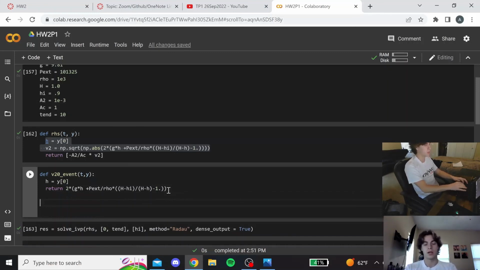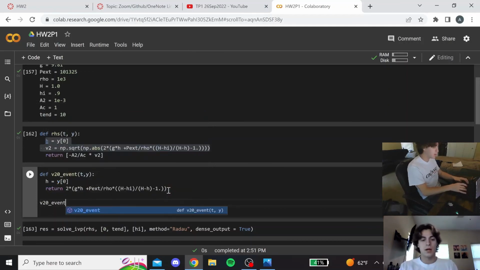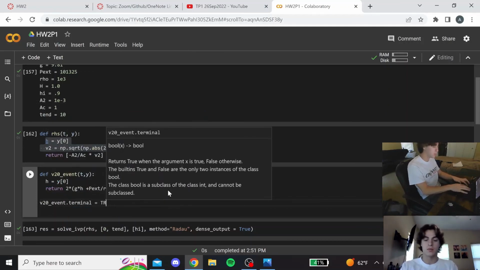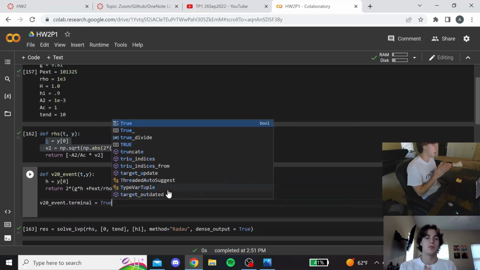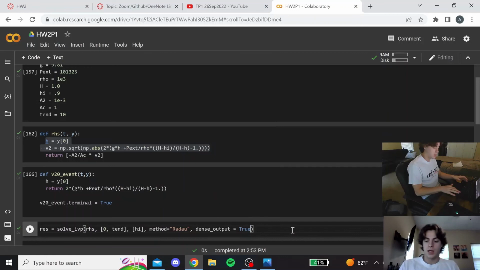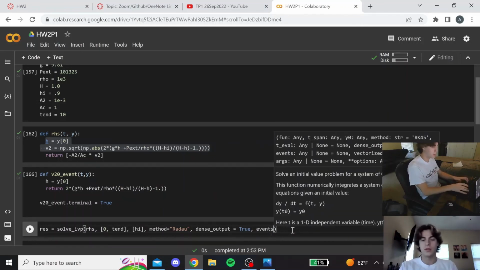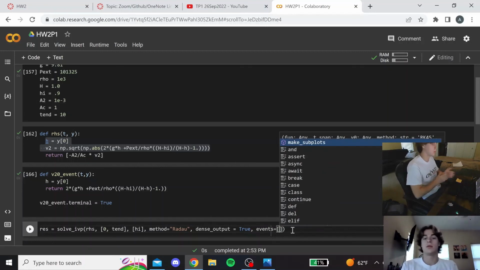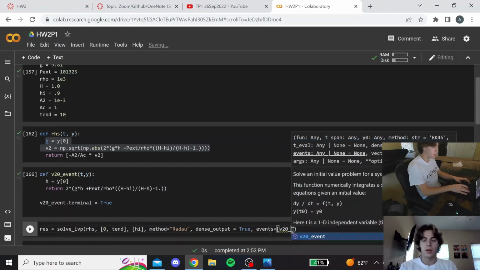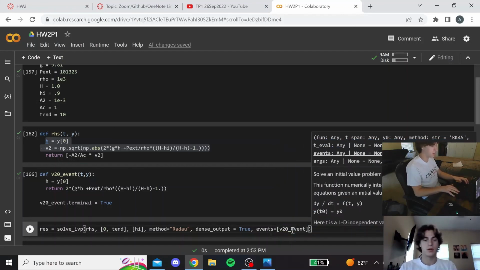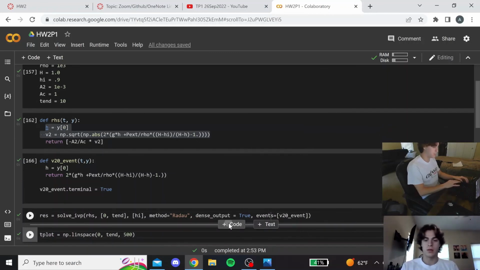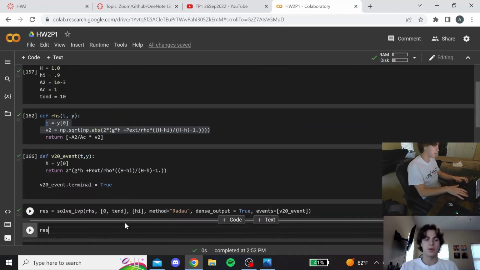And so then we can type in that our event is terminal and set that equal to true so that the simulation stops when this event is reached, so when this value equals 0. And so then we can run this and then pass it to our IVP. So the events will be equal to, and solve IVP is set up so you can pass multiple events, but we're just going to pass this event to it, our only event. So we can run that and then look at our result.